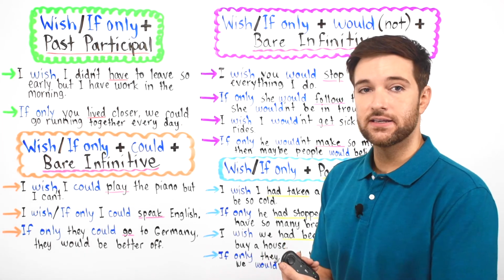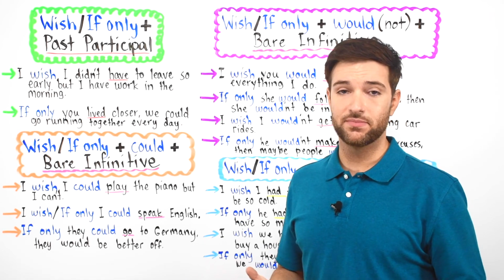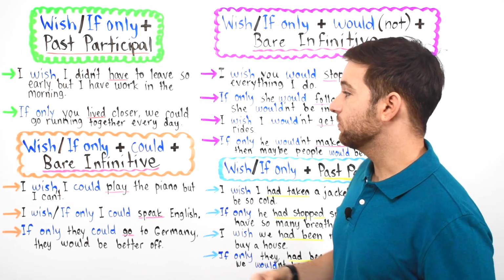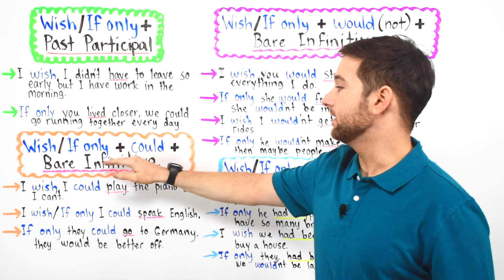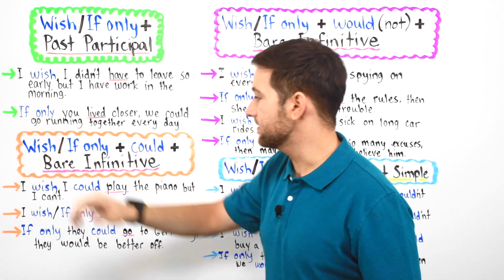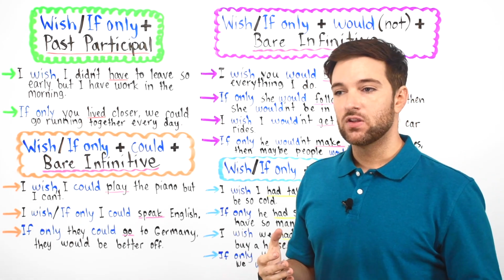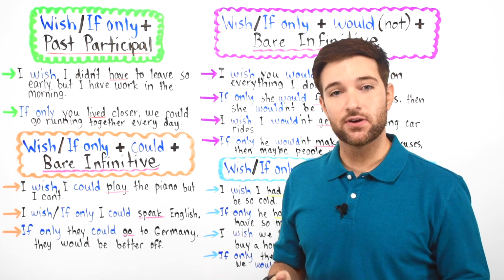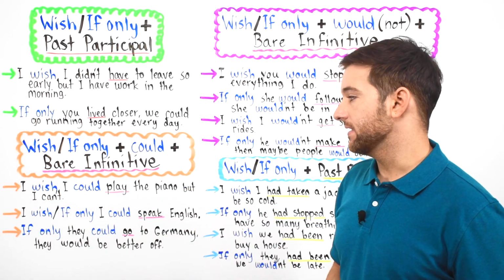So let's go ahead and continue. When we want to express any sort of regret about something that we cannot do at the present moment, that's when we use this formula. Okay, so wish or if only plus could plus the bare infinitive. So remember, we use this when we talk about something that we have regret about not being able to do at the present moment. Okay, so I wish I could play the piano, but I can't.